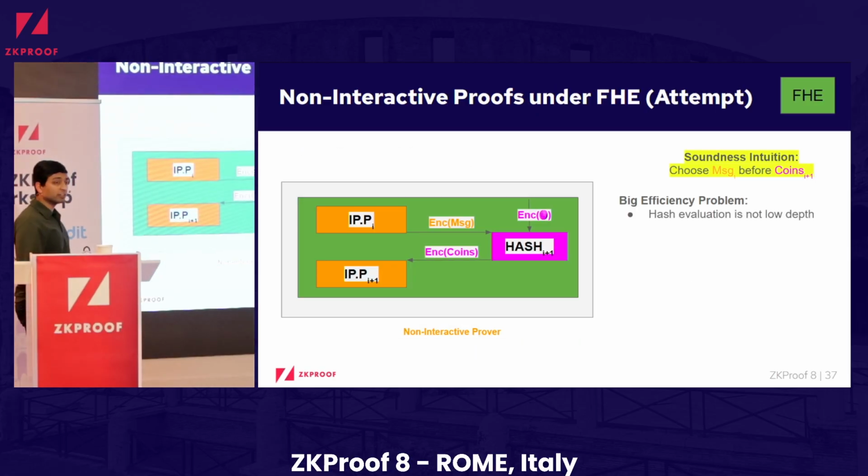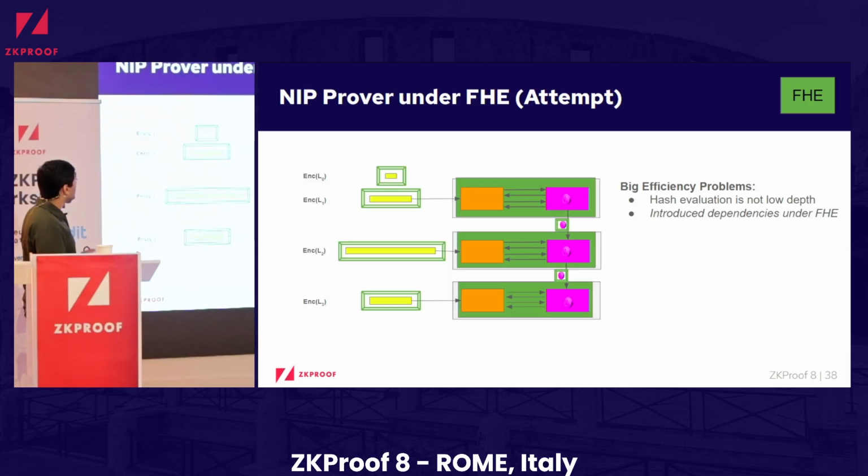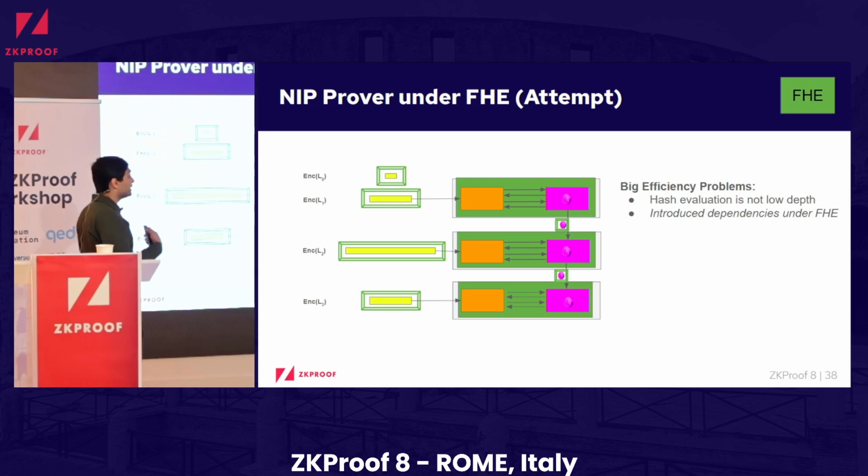So what if we just took our entire GKR prover and ran it under FHE? Well, there's a big problem, right? In particular, hash evaluation is probably not low depth. And that's not even the worst problem. Earlier, we said that the next prover message only depended on the ciphertext of the payload assignments and the verifier challenges. Well, the verifier challenges used to be plain text, so they weren't accumulating any noise.